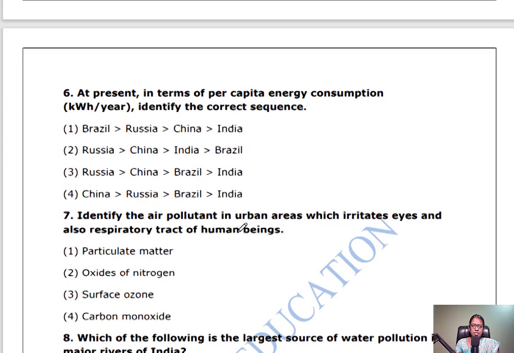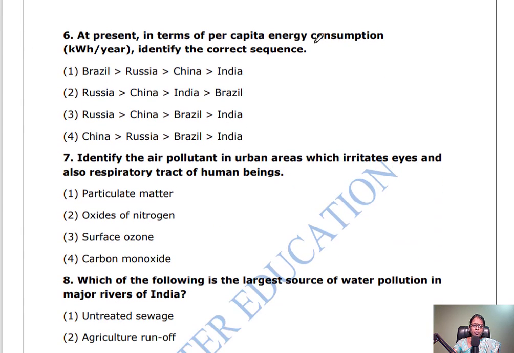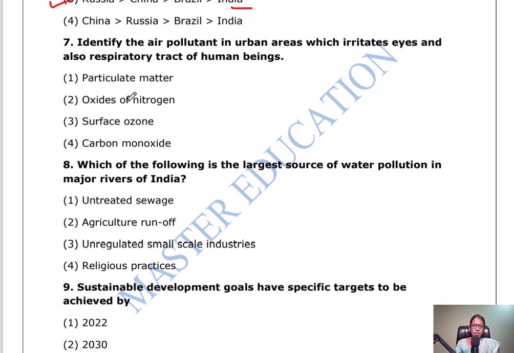Next question, at present in terms of per capita energy consumption, identify the correct sequence. Russia, China, and then Brazil, and then India. So in terms of energy consumption, the first one is Russia. Actually in some websites it is given as B and some websites it is given as C. So you clarify this by yourself.